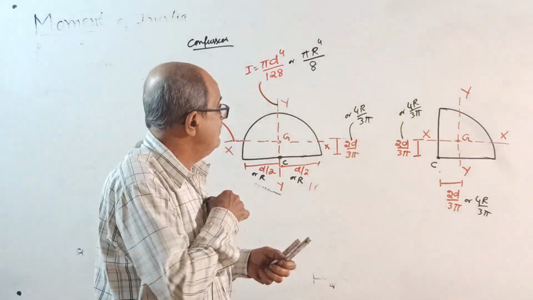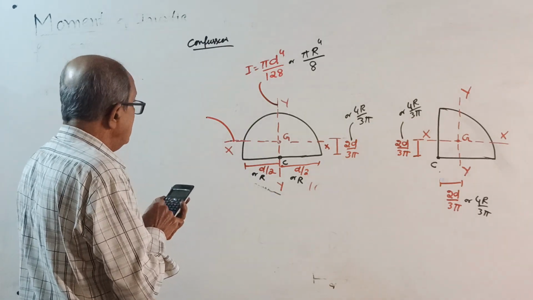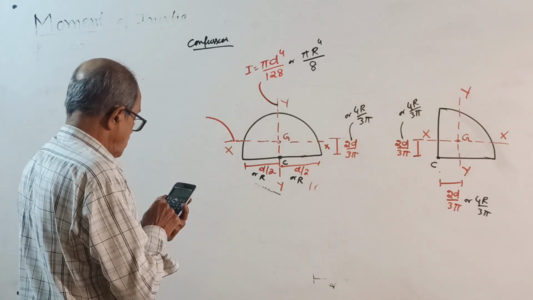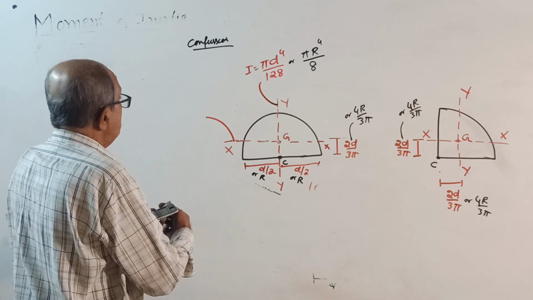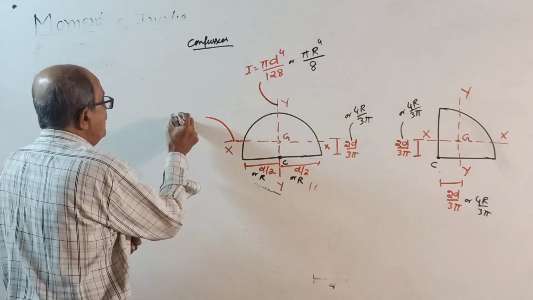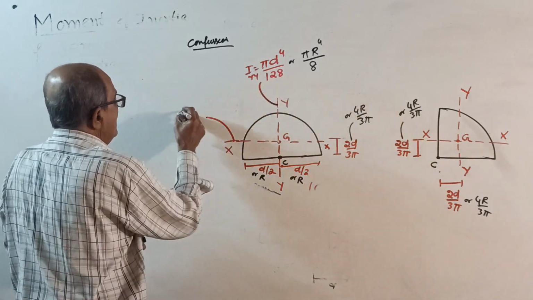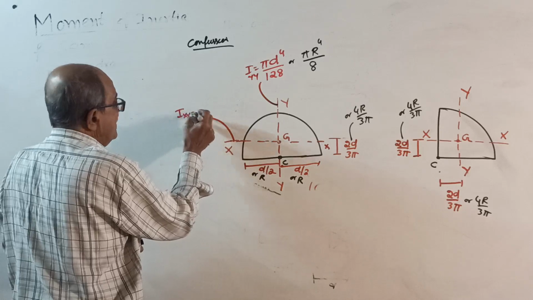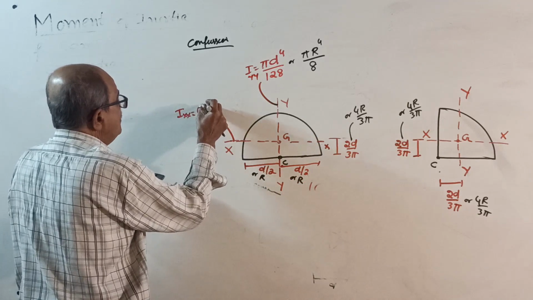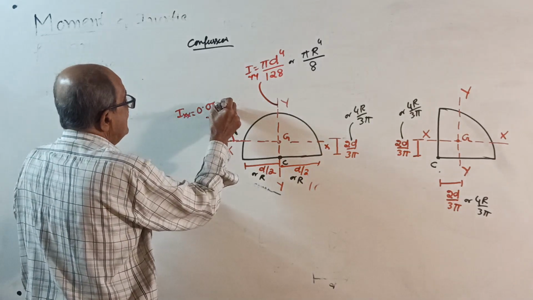The answer for I will be pi by 128 minus pi by 8 into 2d by 3 pi whole squared, equal to 8. The most popular version is, for this one, I about YY. I about XX, that is this axis parallel to the base, is 0.00686.